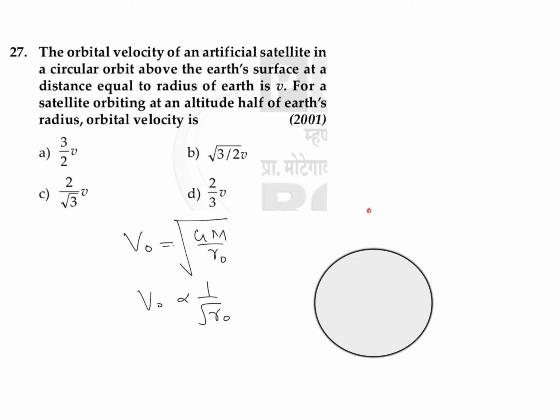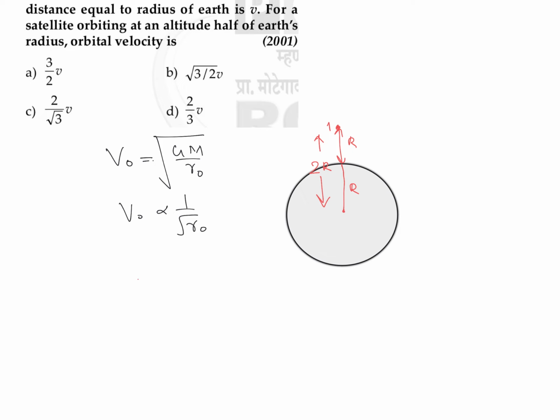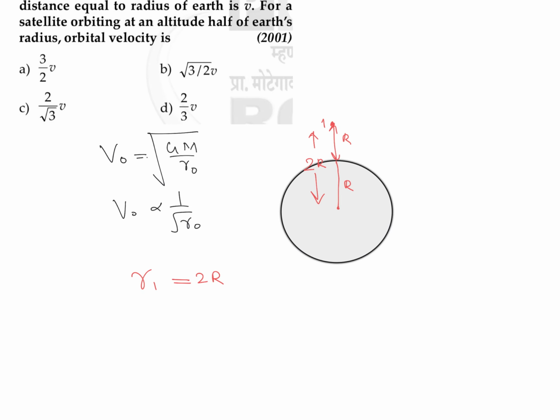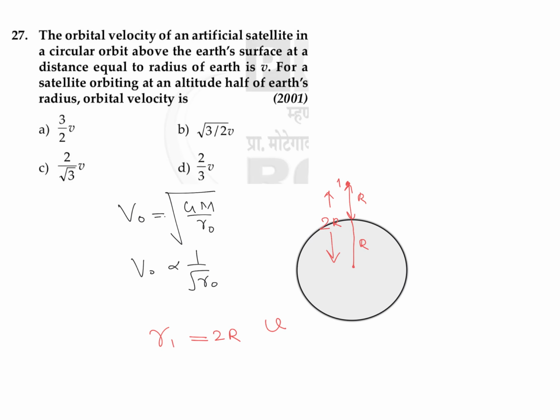So we are considering that the first satellite is over here, which is at a distance r above the Earth's surface. So from the center the distance is going to be equal to 2r. The orbital radius should be measured from the center. So in the first situation we can take its orbital radius as 2r, and its corresponding velocity as v.